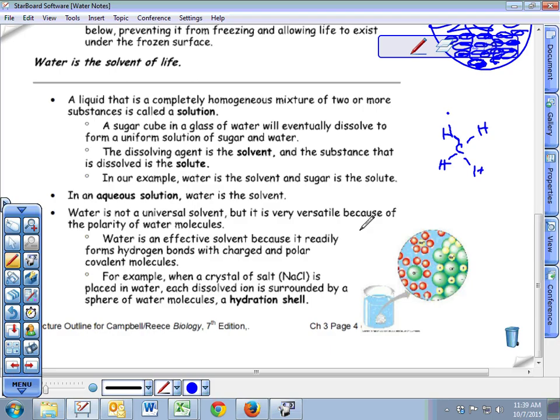Some things dissolve really easily in water. Salt. When you put it in there, the water breaks it apart. The second salt goes into water, it breaks into sodiums and chlorides. It dissociates, it's called. But the reason that the molecules get broken apart is because of this idea of a hydration shell.